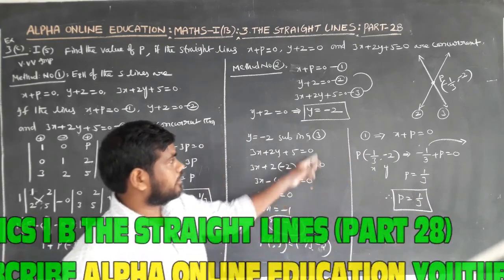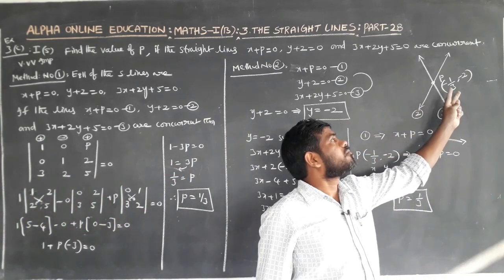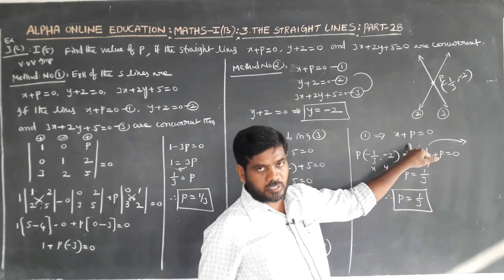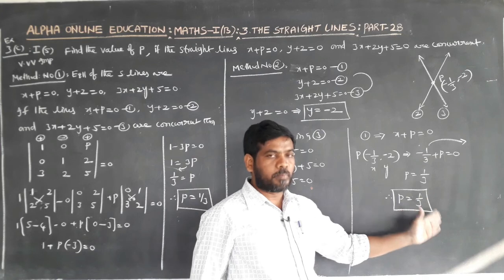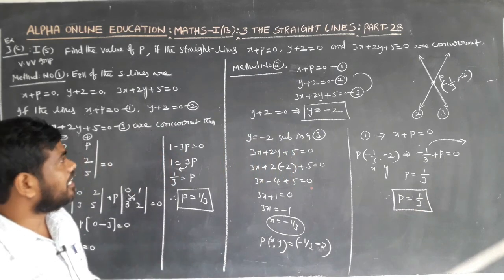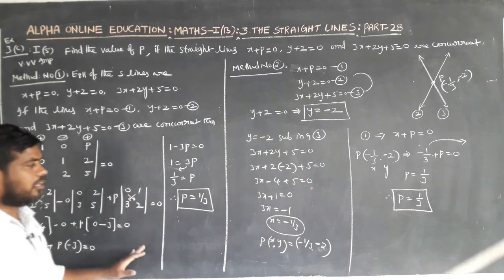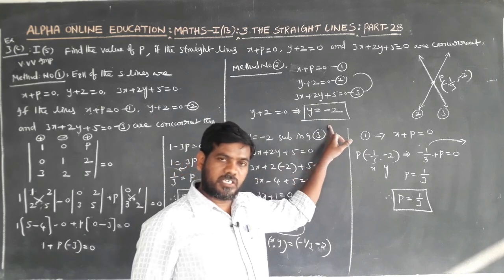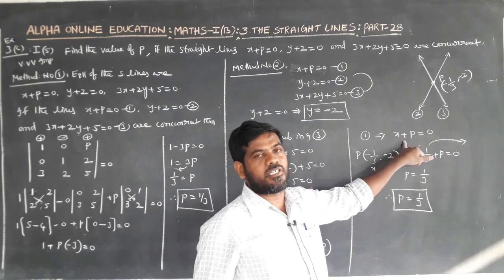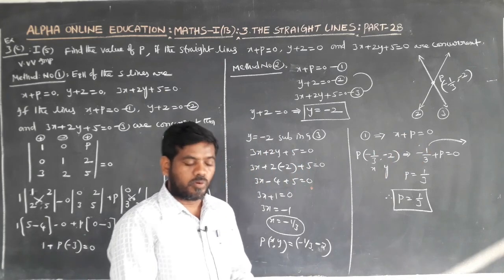Find the point of intersection of the two lines, the point of concurrency, and substitute it in the third line to find the value of p. This is the process for finding the value of p. If the three lines are concurrent, the determinant value is equal to 0, or find the point of intersection of two lines and that point satisfies the equation of the third one. So this is the most important problem for the value of p.